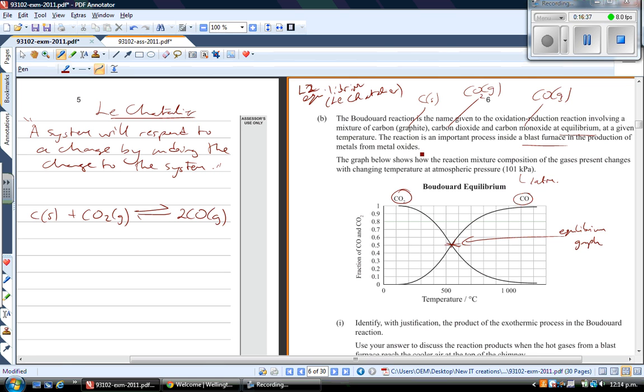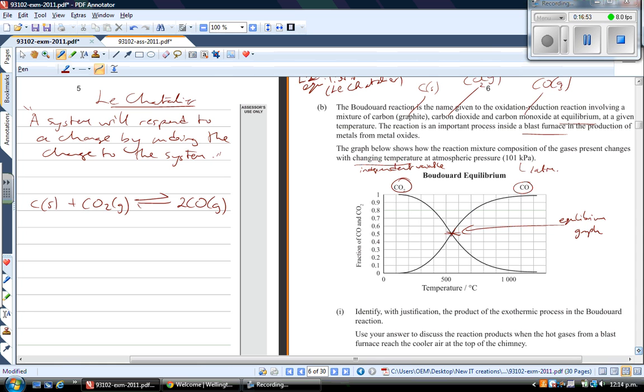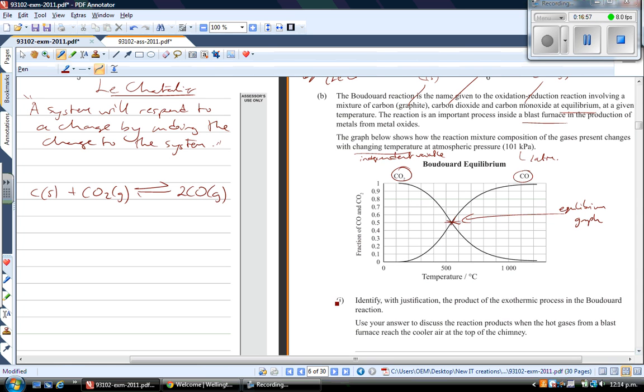The graph below shows how the composition of the gases present in the reaction mixture changes with changing temperature at atmospheric pressure. So the changing temperature is the independent variable. The atmospheric pressure is kept constant, so we're only varying one thing here. And then the question states, part 1, identify with justification the product of the exothermic process in the Boudouard reaction.